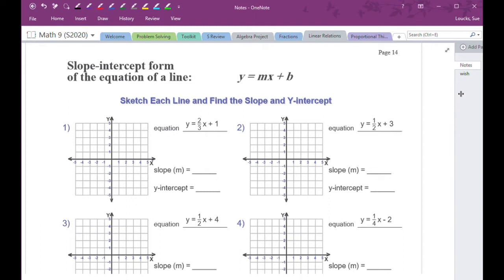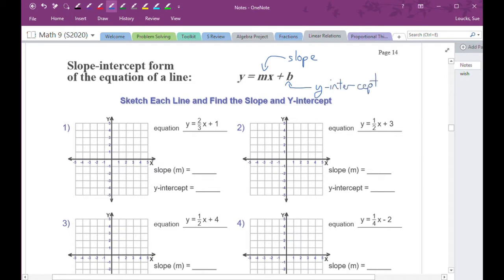Okay, and in this equation, m is the slope, and b is the y-intercept. Okay, that's it. The x and y are the x and y coordinate pairs which fit into this equation.